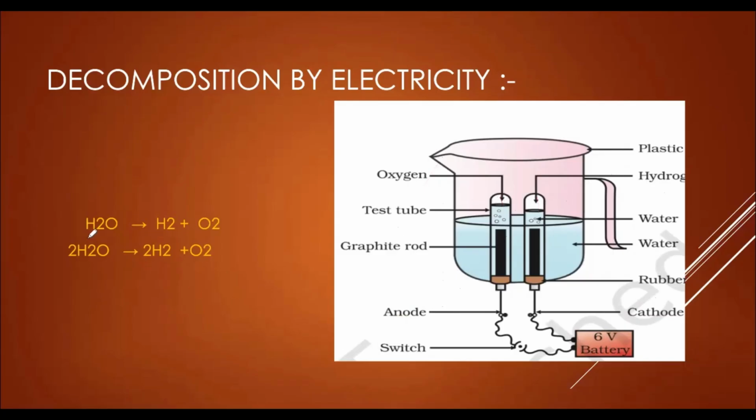This is because in a molecule of water there are two atoms of hydrogen and one atom of oxygen. Therefore, the ratio of hydrogen and oxygen evolved during this process is 2:1. Hydrogen is produced in double amount as compared to the oxygen gas.